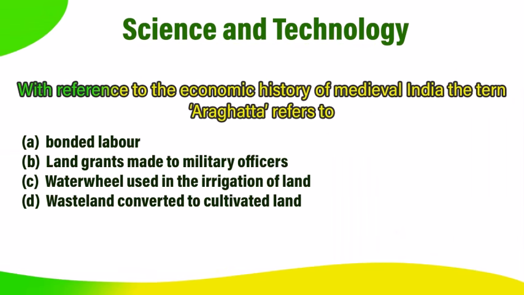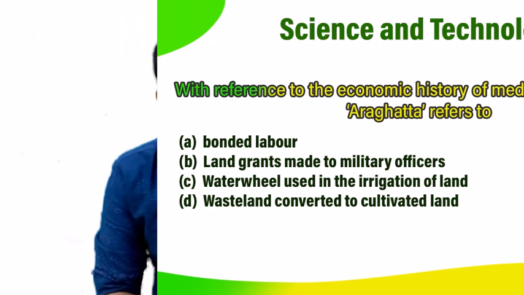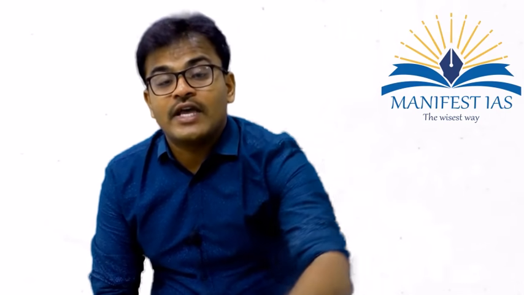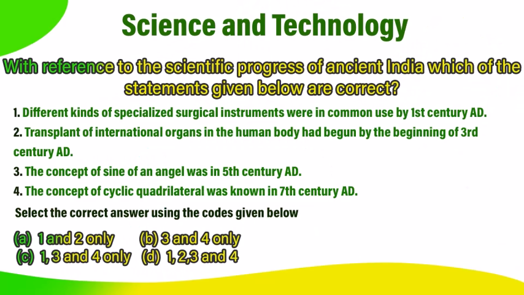Then there was one more question on irrigation technology which is based on Aragatta. Aragatta based irrigation technology question was also asked at one point of time. Then there was one more question on the contributions of ancient Indian scientists. There was a question on surgical instruments. Then apart from that, concept of sine, cyclical quadrilateral, these kinds of things are also asked as part of UPSC preliminary. So one area of interest in ancient medieval India is the institutions. The second area of interest is science and technology. This is one more trend in UPSC preliminary.